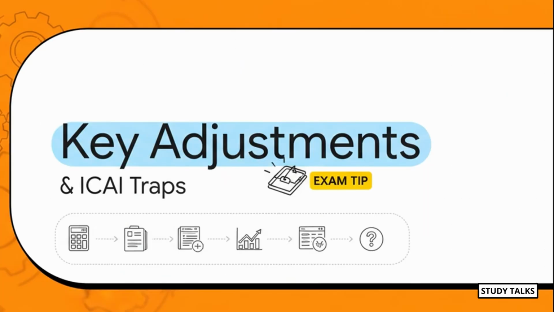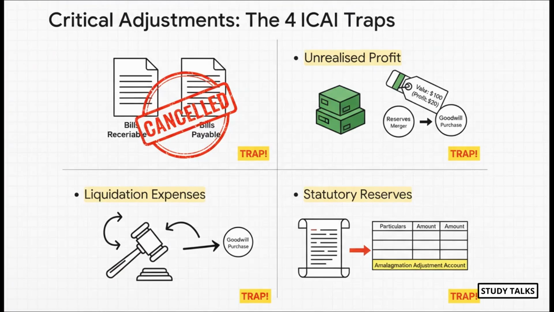Think of this as your final checklist of all the common traps ICAI loves to set for students in the exam hall. Let's go through these fast. First, intercompany owings. If one company's books show a receivable from the other, they must be canceled out. Easy marks. Second, unrealized profit. Now listen, this is a massive ICAI trap. Seriously, star this. If the seller sold goods to the buyer at a profit, and those goods are still sitting in the buyer's inventory, that profit hasn't really been earned by the combined company yet. You have to remove it.